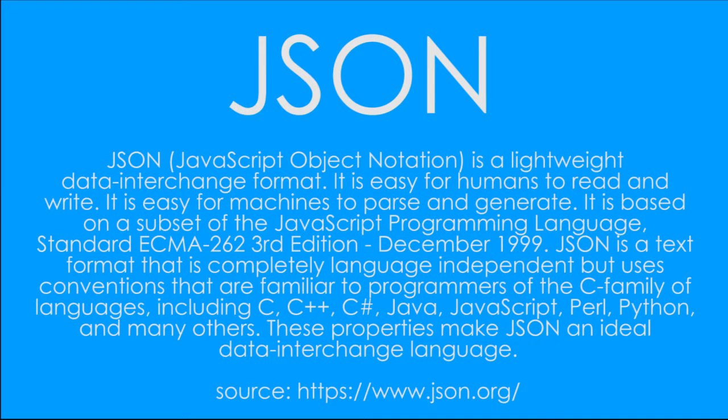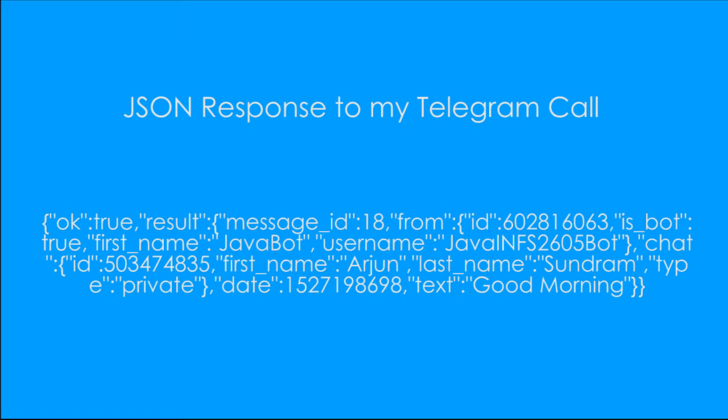JSON stands for JavaScript Object Notation. It is a common and lightweight data interchange format. Most REST APIs use JSON to communicate as it standardizes communication between different applications and languages. Here is the JSON response I get back when I call that URL.